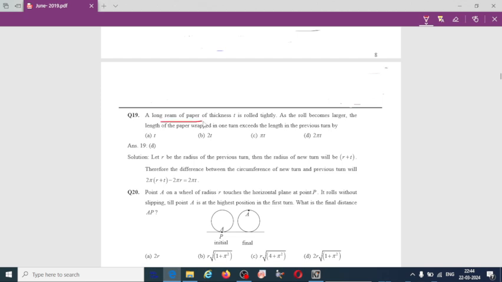A long sheet of paper of thickness T is rolled tightly. As the roll becomes larger, the length of the paper wrapped in one turn exceeds the length in the previous turn by. Let R be the radius of the previous turn, then radius of new turn will be R plus T. Therefore, the difference between the circumference of new turn and previous turn will be 2 pi (R plus T) minus 2 pi R, 2 pi T.